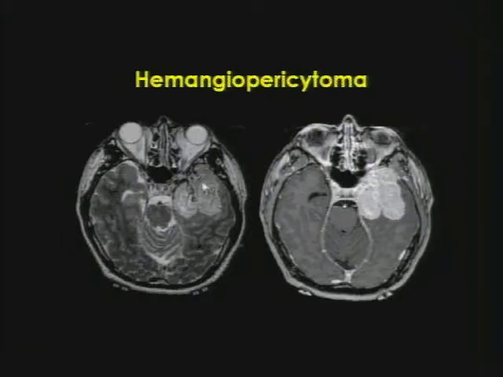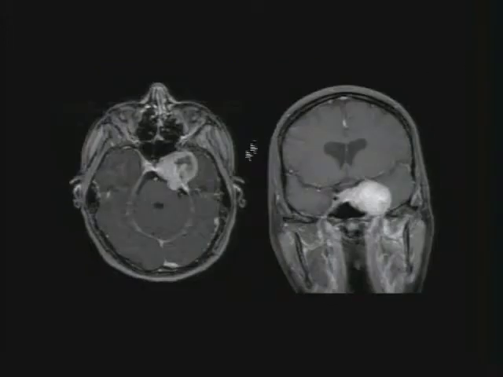And also you see these very obvious vessels inside the tumor. Think about hemangiopericytoma. These are very vascular tumors. It used to be called angioblastic or angioplastic meningioma, but now they have their separate name.